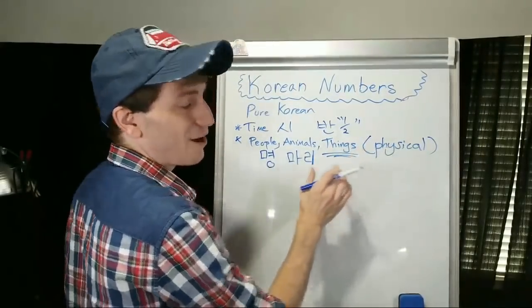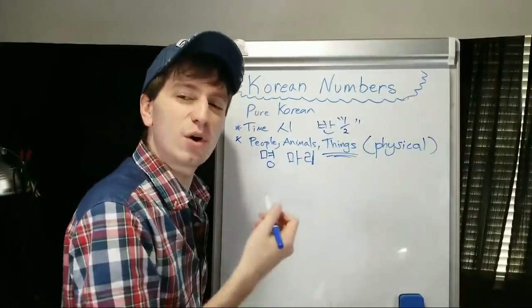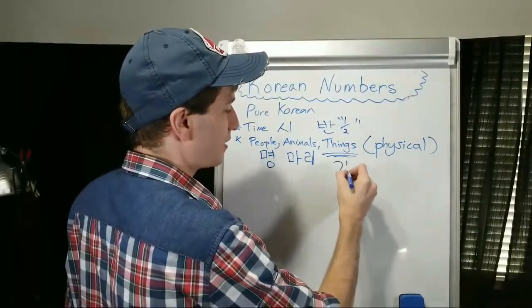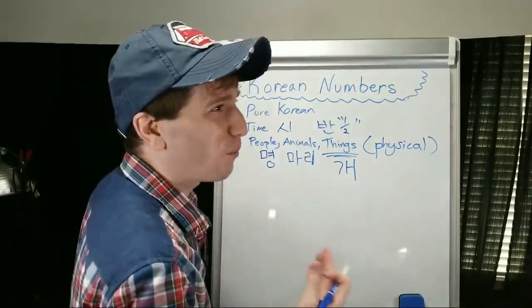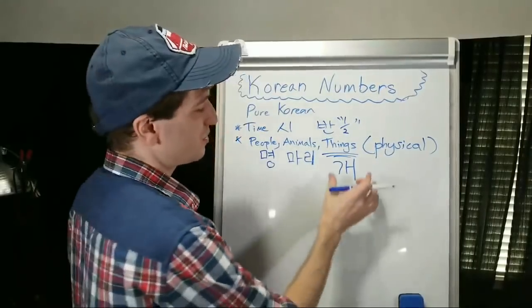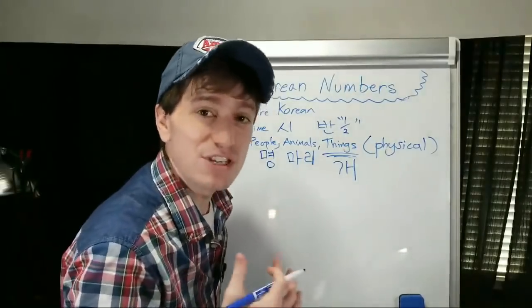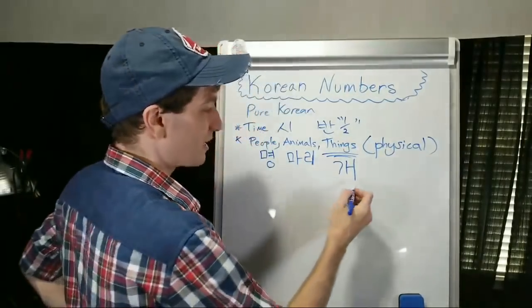There's a lot of counters for things. The most general way to count an object of something is 개. If you don't know what you should count it with, you can just use 개. You can be more specific by using other counters, which I'll teach you about next, but at least know 개.